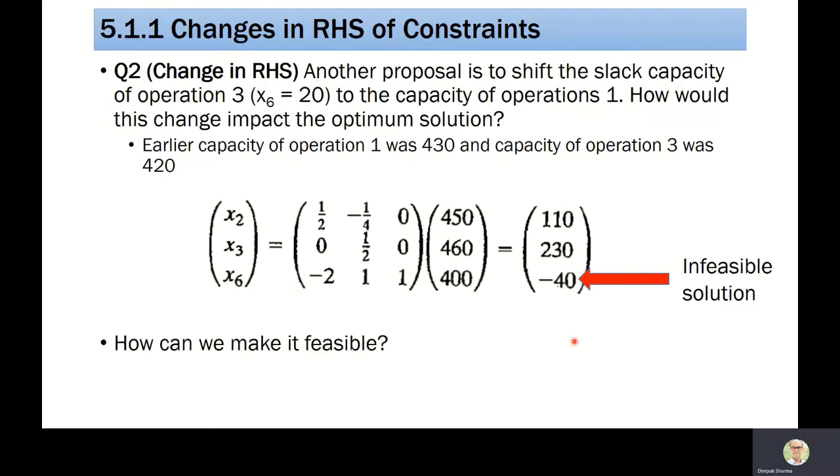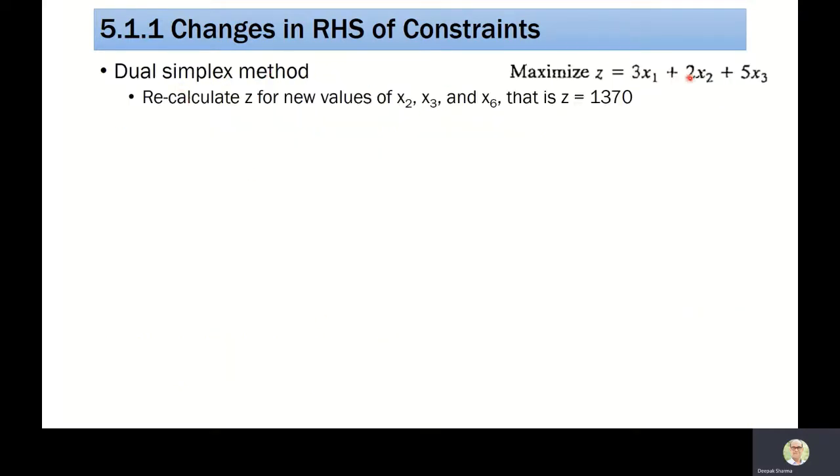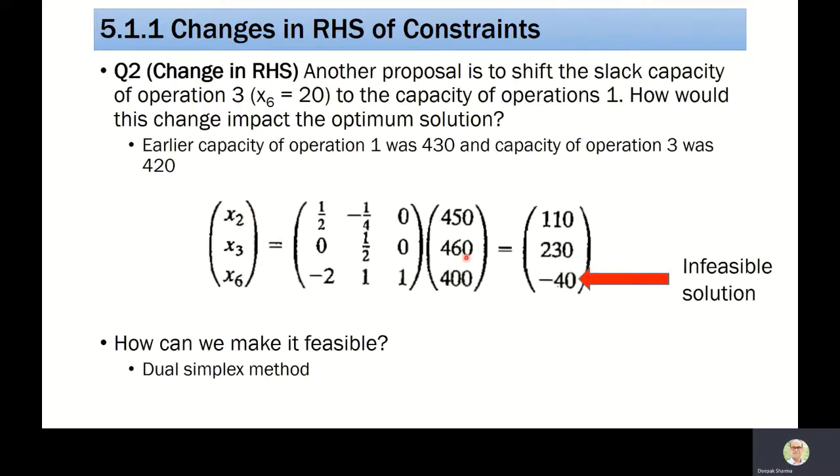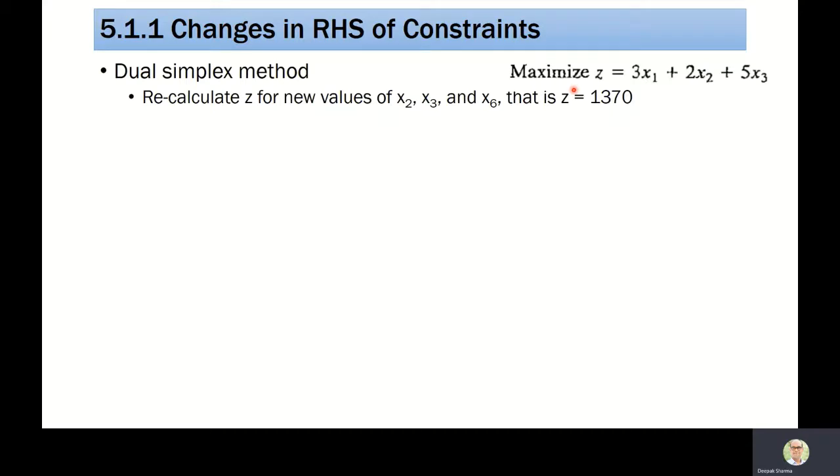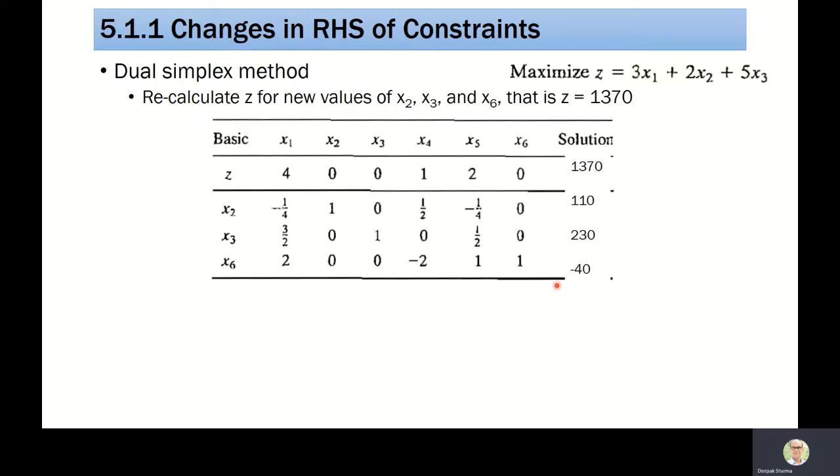So the question is, how can we make it feasible? The answer is we can use the dual simplex method. We have this z equation. Since the values of x2 and x3 have changed, we put the values in z and we get a new value of z as 1370. Now let us look into the simplex table. All the coefficients in the simplex table are the same except the last column. In the last column, the updated z value and updated x2, x3 and x6 values are given for the current change in the right hand side of the constraint.